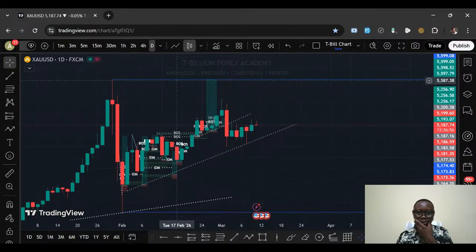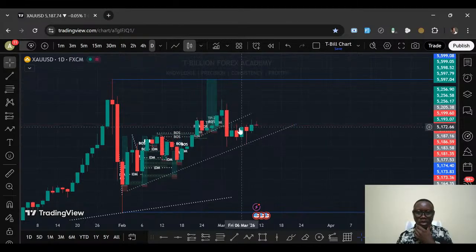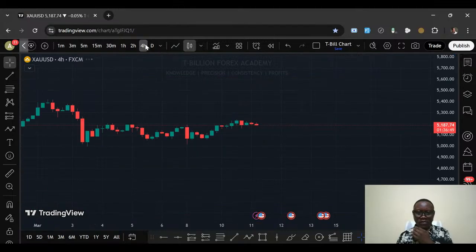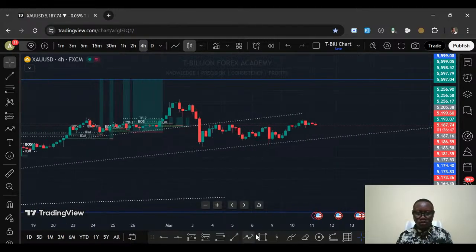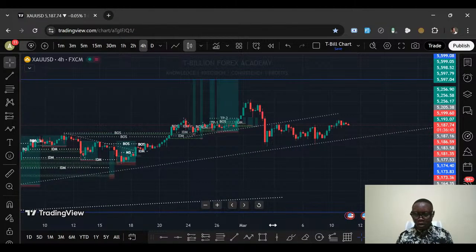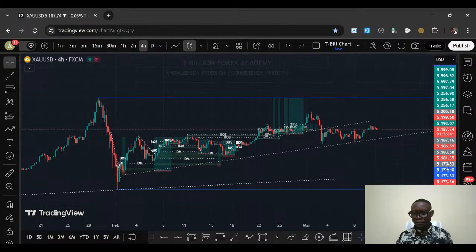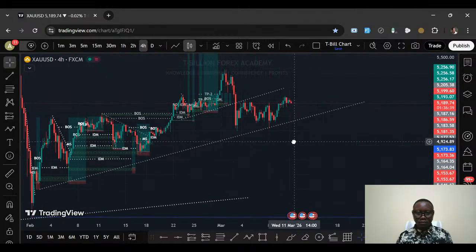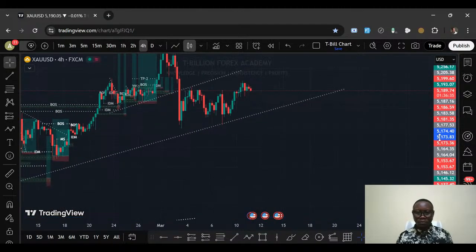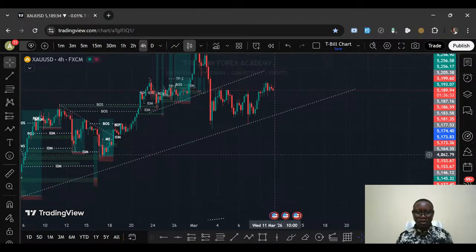Now let's mark out our zones. Basically, on the daily time frame, we have market, as you can see, market has been ranging. Let's go to the 4H time frame to have a clearer structure of price action. Okay, so we have this.